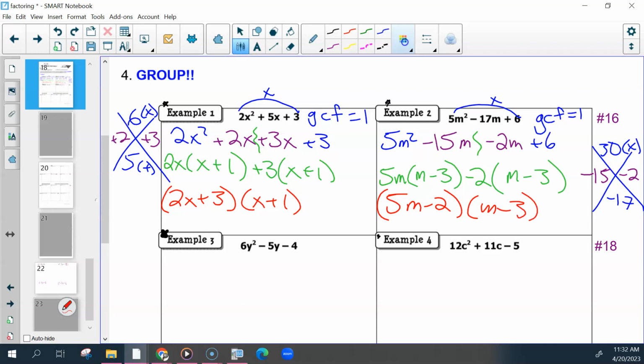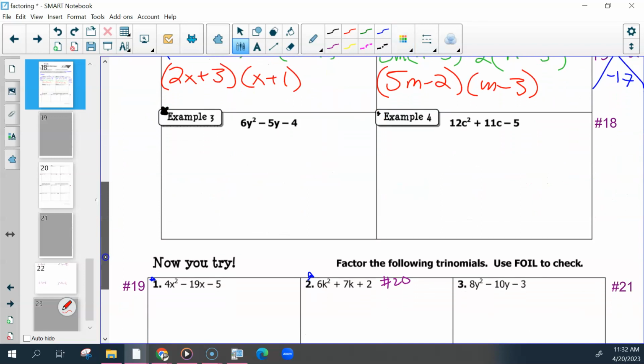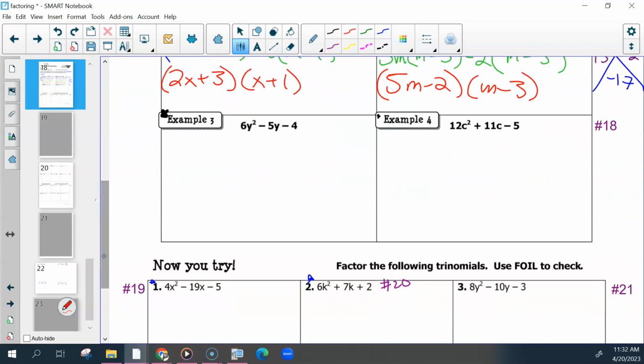Questions on that? Let's move on to example 3. Matthew, make sure you're writing this down. Does example 3 have a GCF? No, other than 1. But that doesn't really help us, so moving on.